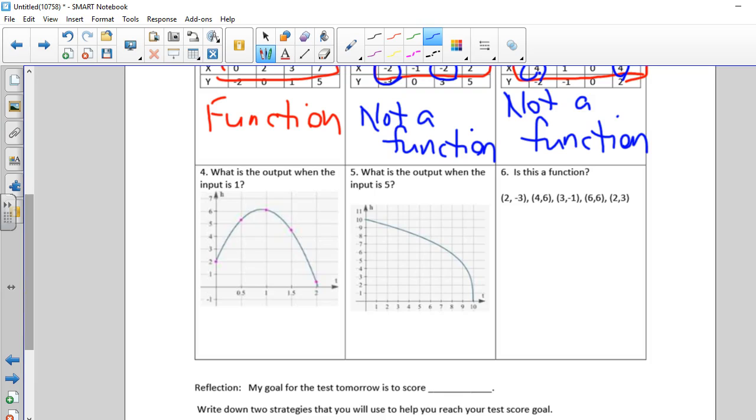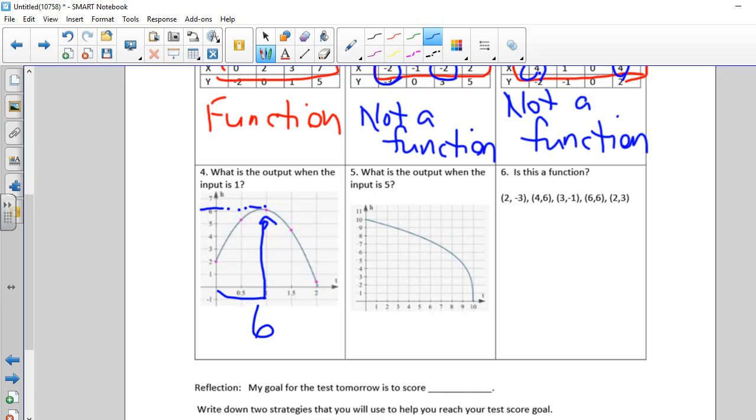Number 4 has got this graph. I haven't seen graphs like this. What is the output when the input is 1? Well, I don't know, but I'm just going to trace over to 1, and then I'm going to go up to my function, and that number that my function lands on looks like it might be 6. So I'm going to say the answer is 6.